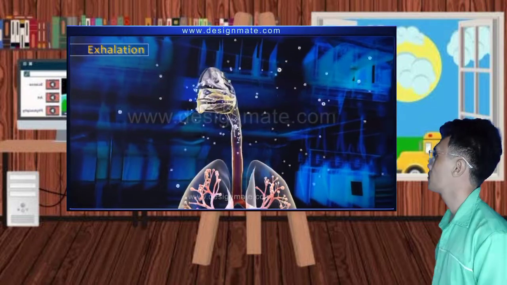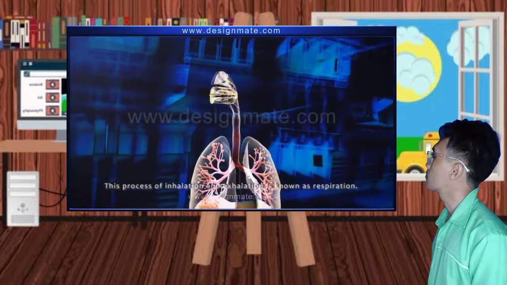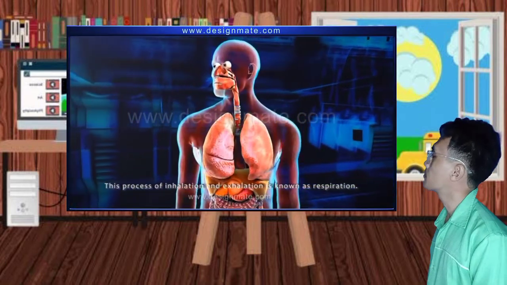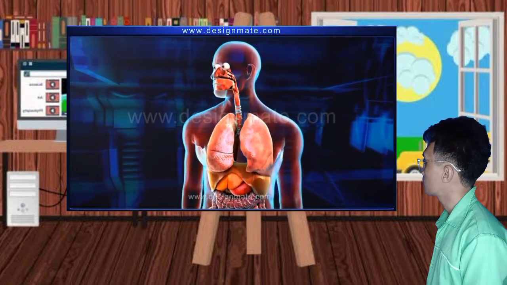This exhaled air is rich in carbon dioxide. This process of inhalation and exhalation is known as respiration, which is approximately 20 times per minute.